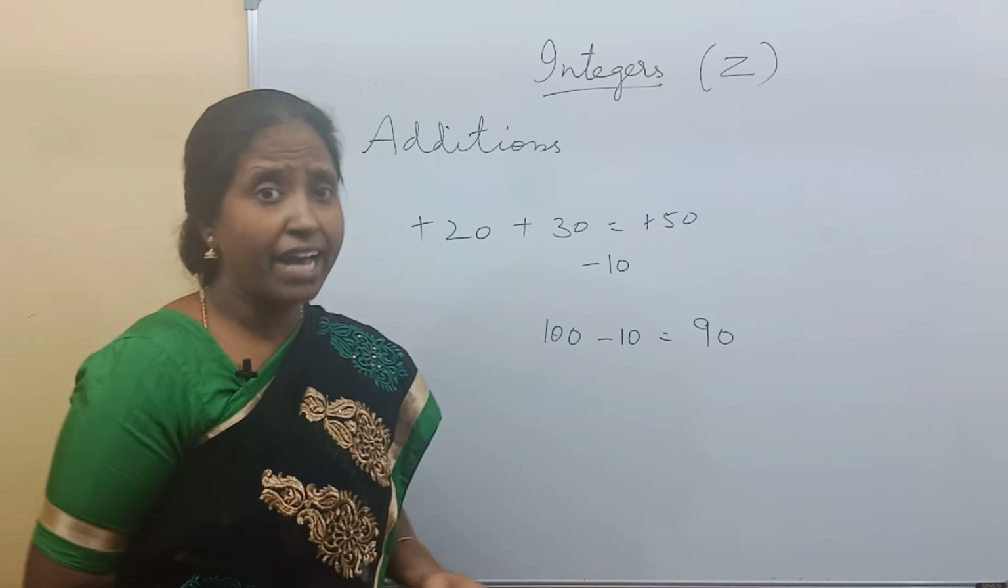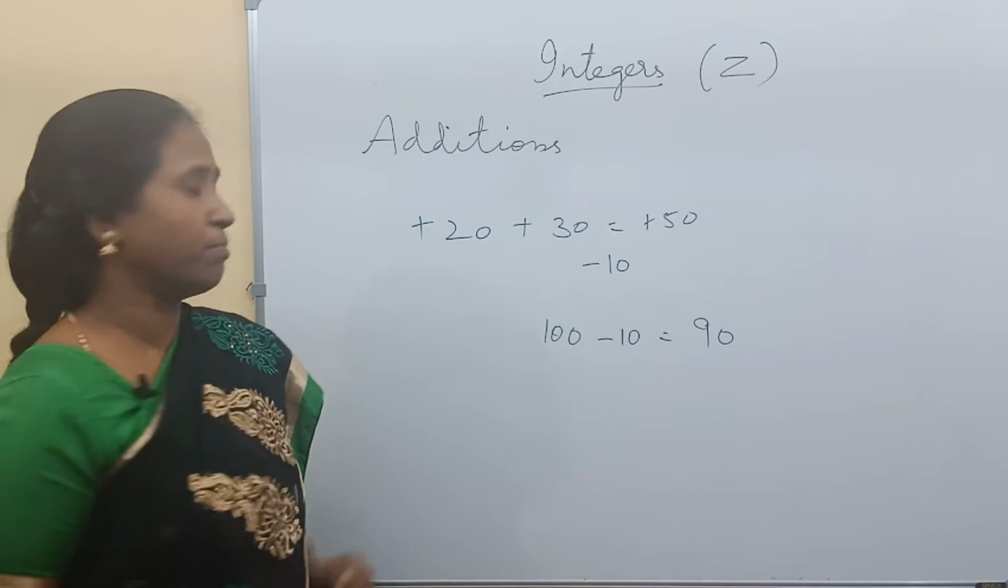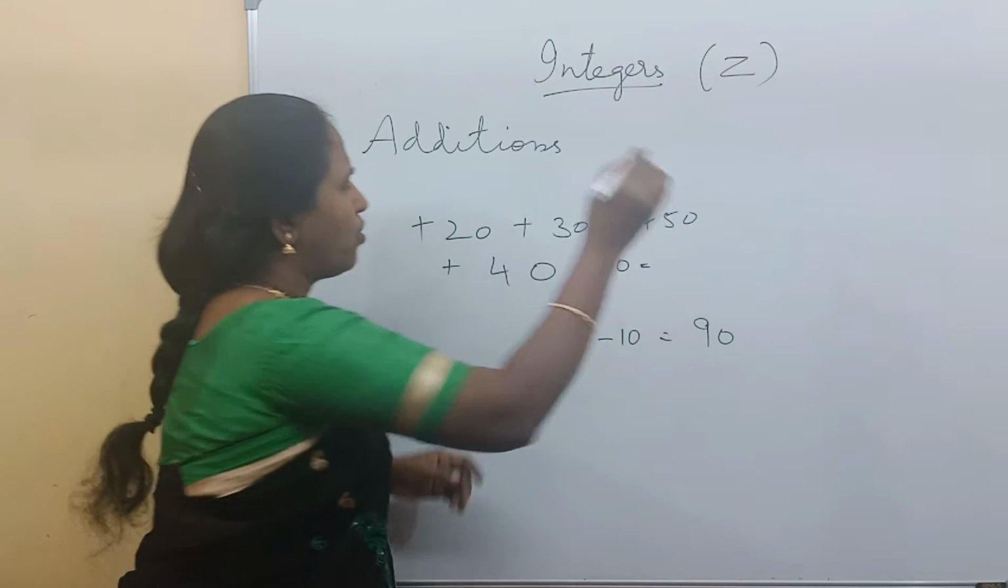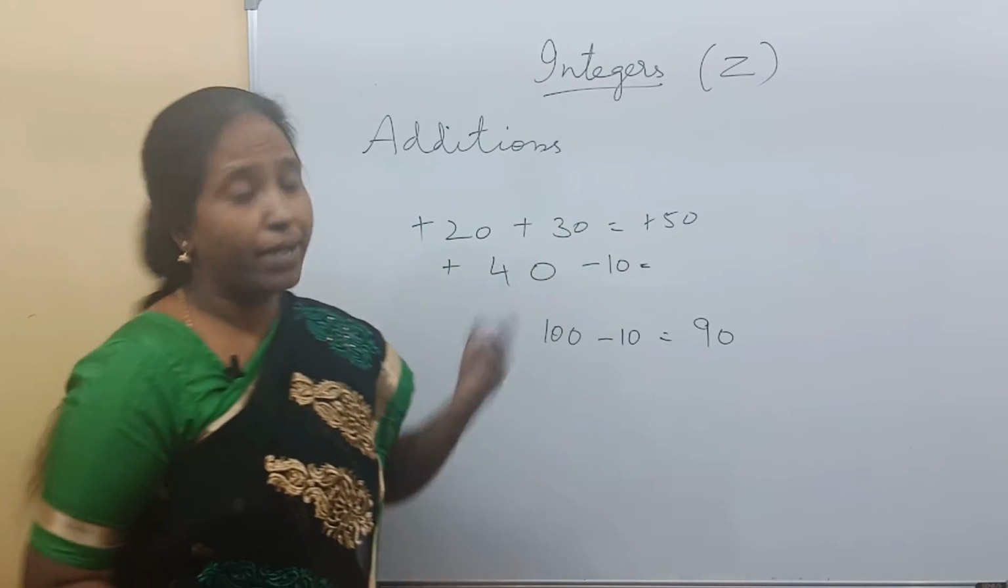Now if you have a minus number and a plus number, suppose plus 40 minus 10, what would you do? This is a plus number, this is a minus number.